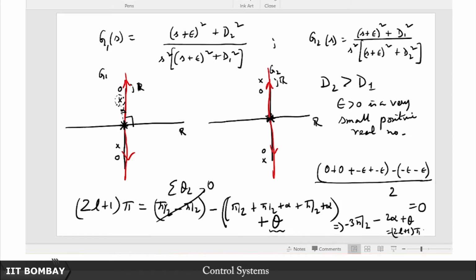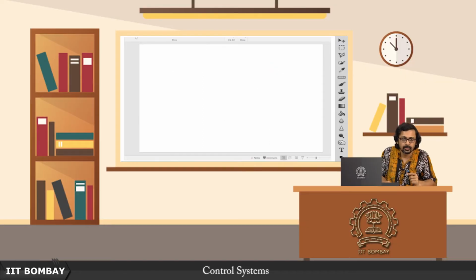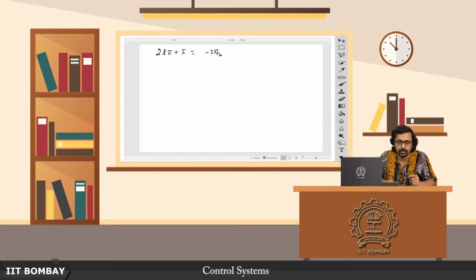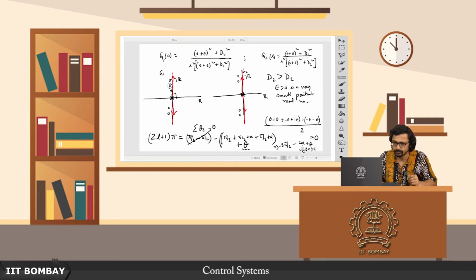Okay. So I am going to go over to the next slide now, and let me write that down neatly. So 2l pi plus pi is equal to minus 3 pi by 2, minus 2 alpha minus theta, right. It is the same equation as I have written here. Okay, I have probably put in a plus sign incorrectly. This theta is inside this bracket, so it should be a minus sign.